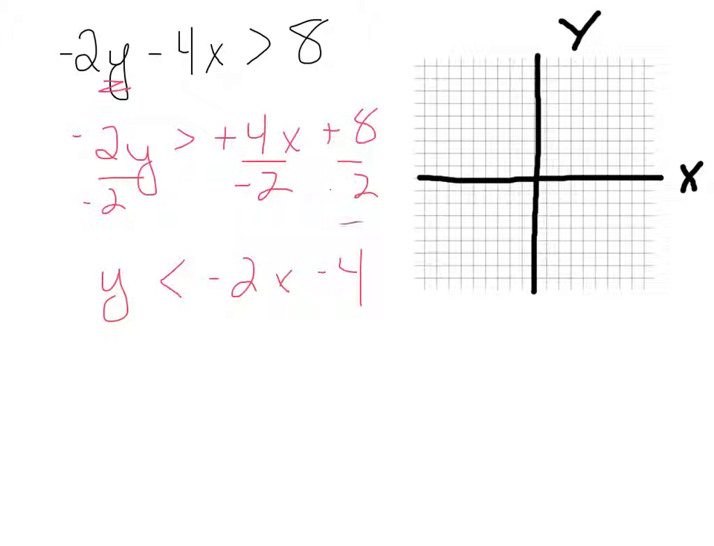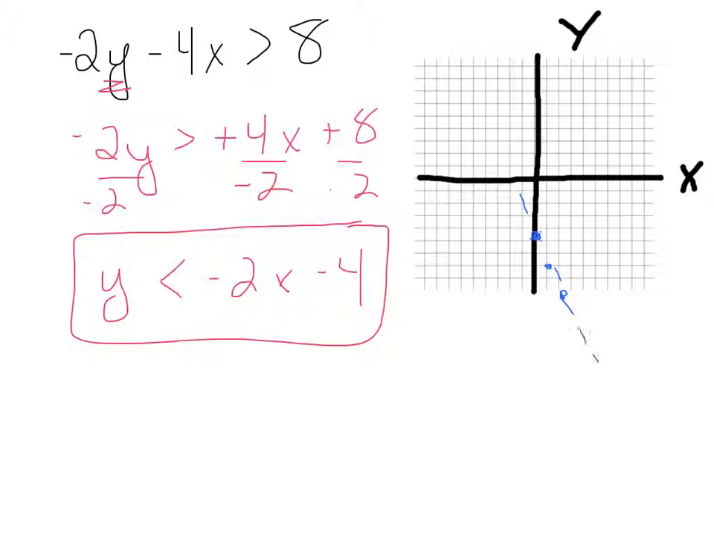Now why is it less than in this case? It's less than because when I divide an inequality by a negative number, I need to remember to switch the direction of the inequality sign. So I'll plot my first point at -4. Then I'm going to go down 2 and over 1, and down 2 and over 1 again, and I'm going to connect these points with a dashed line. So I'm not going to connect this line with a solid line.